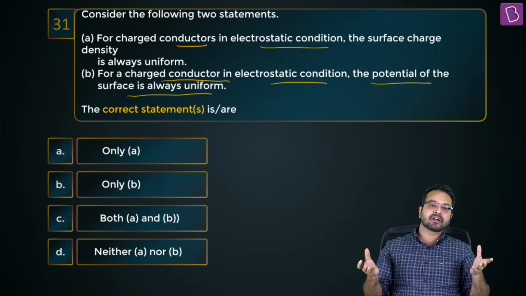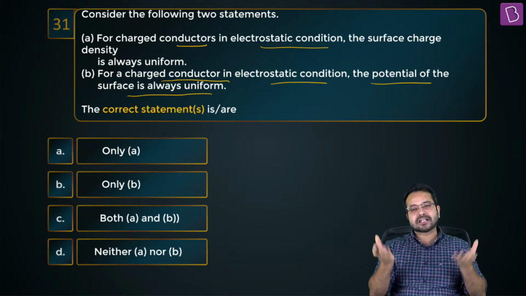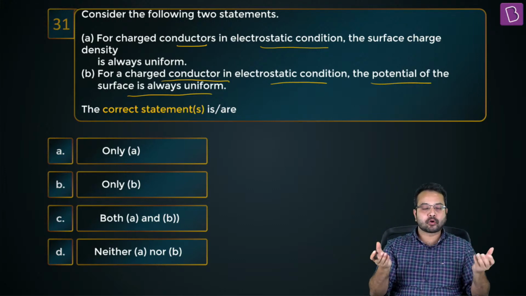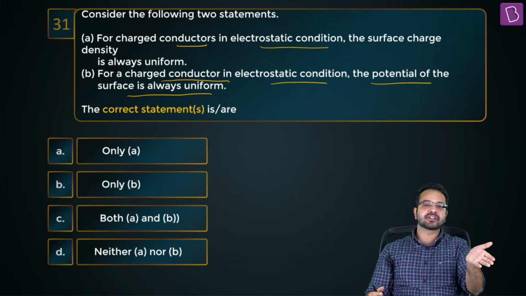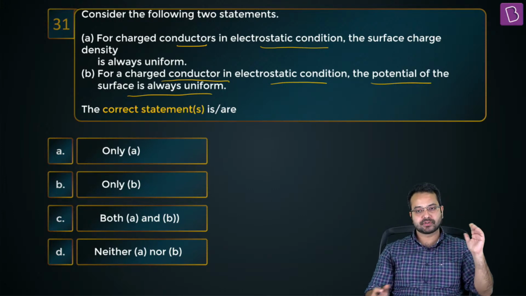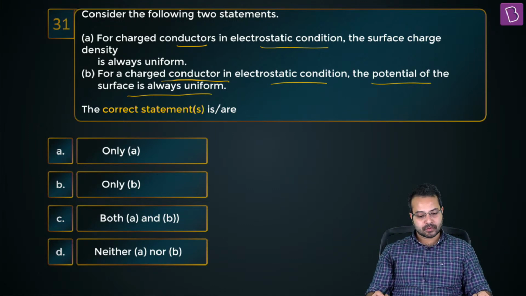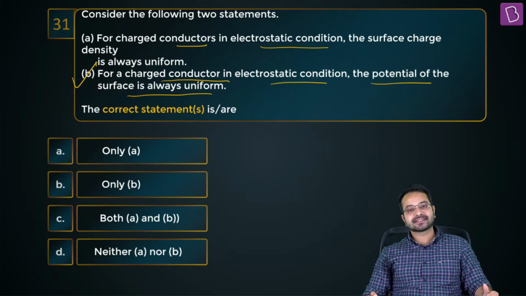Okay, so if you have a conductor, then the entire conductor is an equipotential. All the points on the conductor are going to be at the same potential. If there is a potential difference, the charge is going to flow to negate the potential difference. So all points on the conductor are going to be at the same potential, which means that the potential is going to be uniform at all points. So statement B is correct.